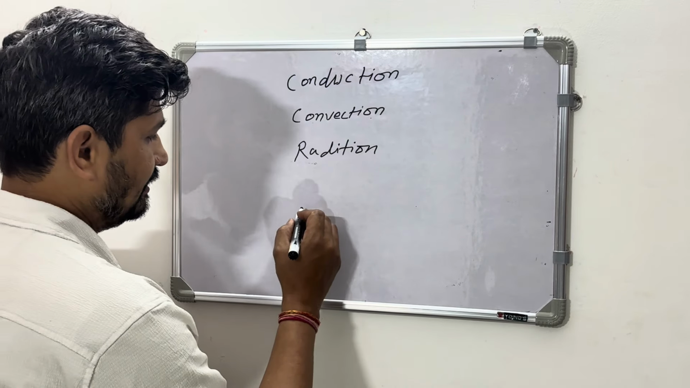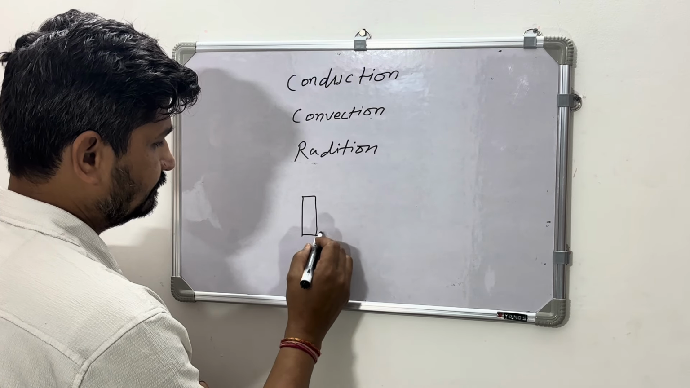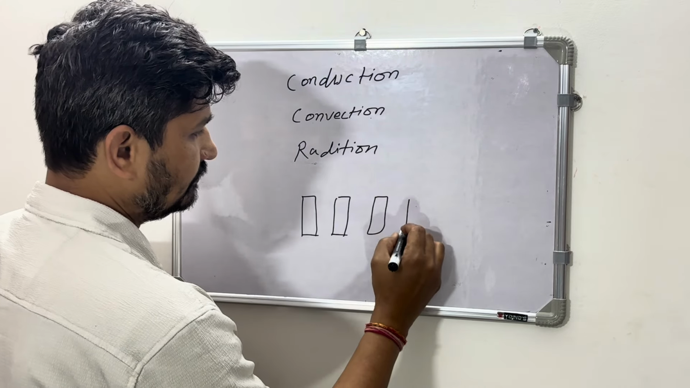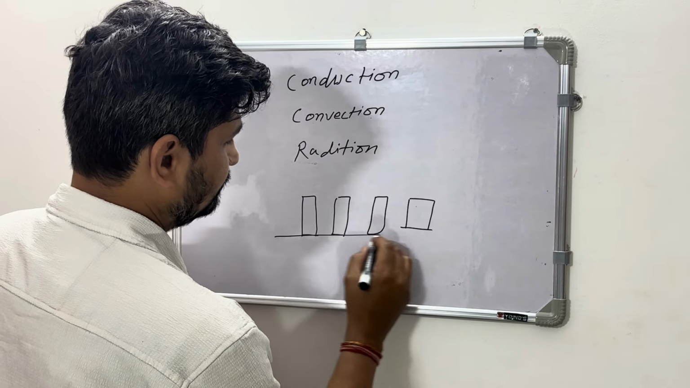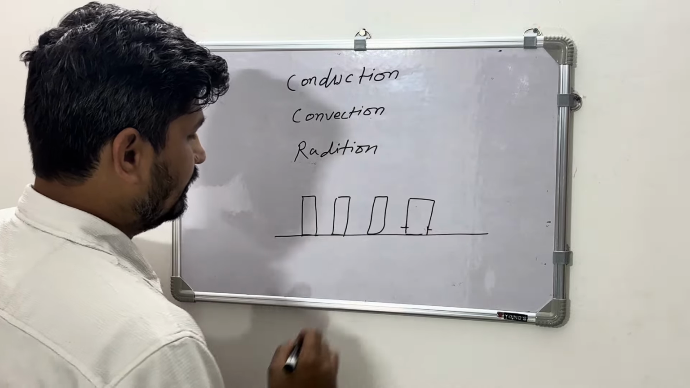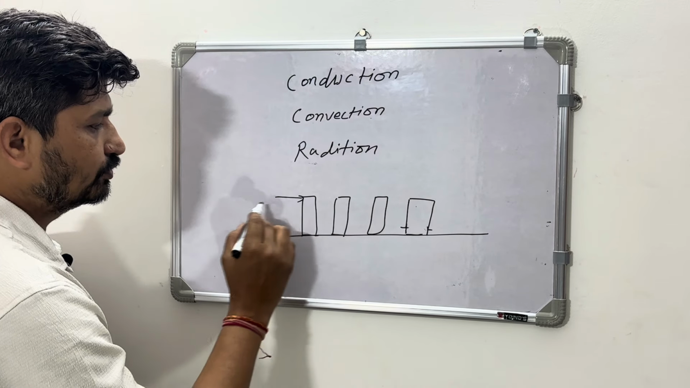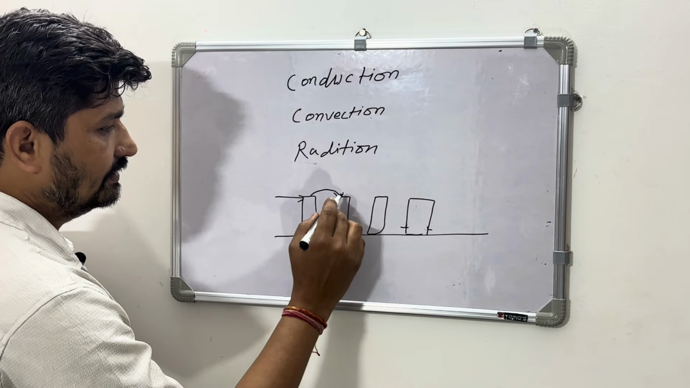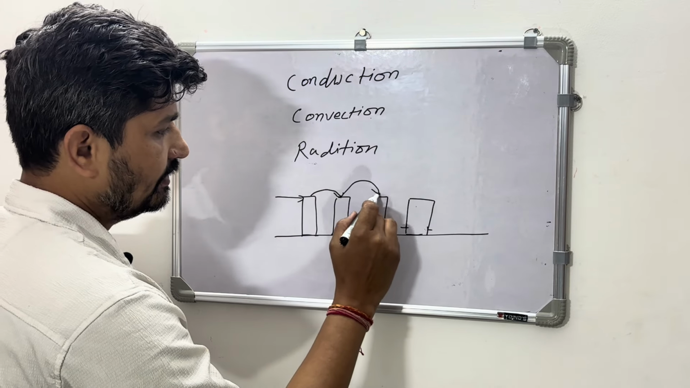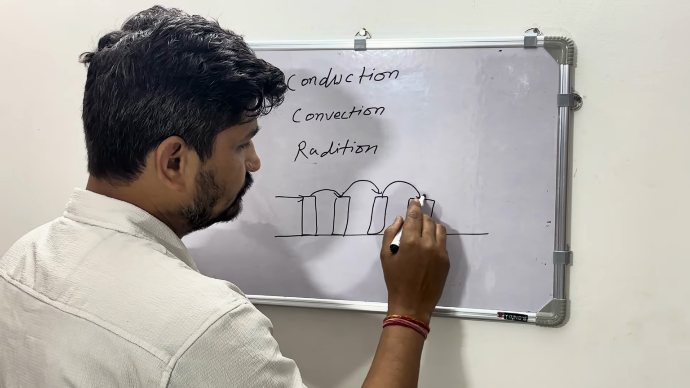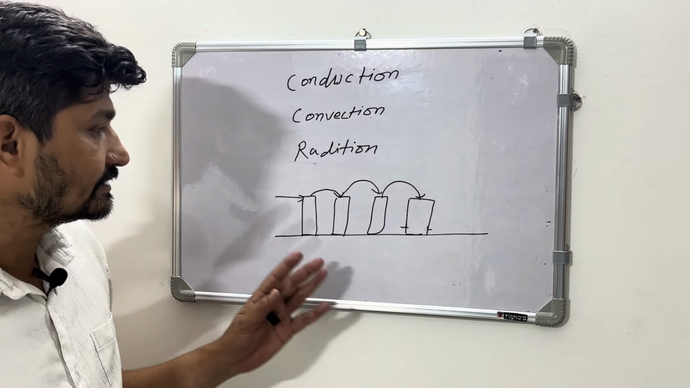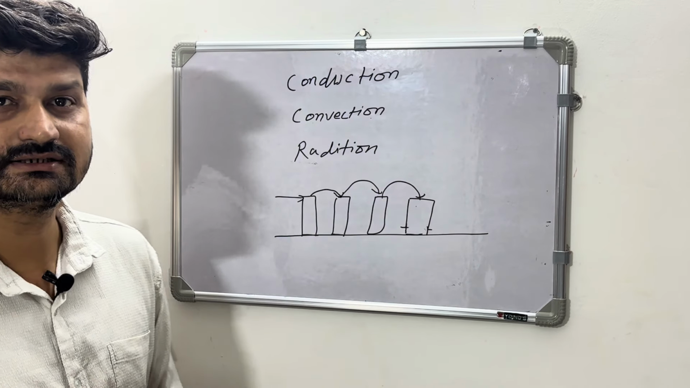Like if I keep a brick, suppose we have a brick standing on the ground. If you apply force at this point, it will fall down like this. It will transfer its energy to another brick. It will fall and transfer to another brick. So the actual movement of this brick does not happen. Such kind of heat transfer is called conduction.